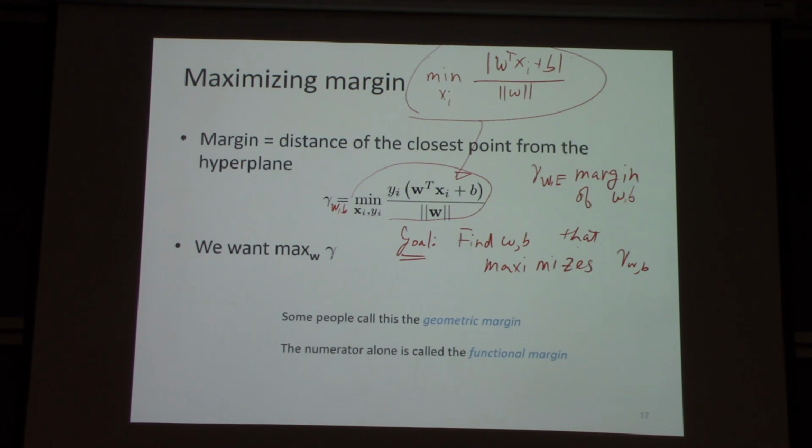In the literature you will see phrases like geometric margin and functional margin. The geometric margin is actually the distance that you see. The functional margin is just the numerator. The functional margin is the geometric margin when you use a unit vector for the weight vector. Okay? Just names.